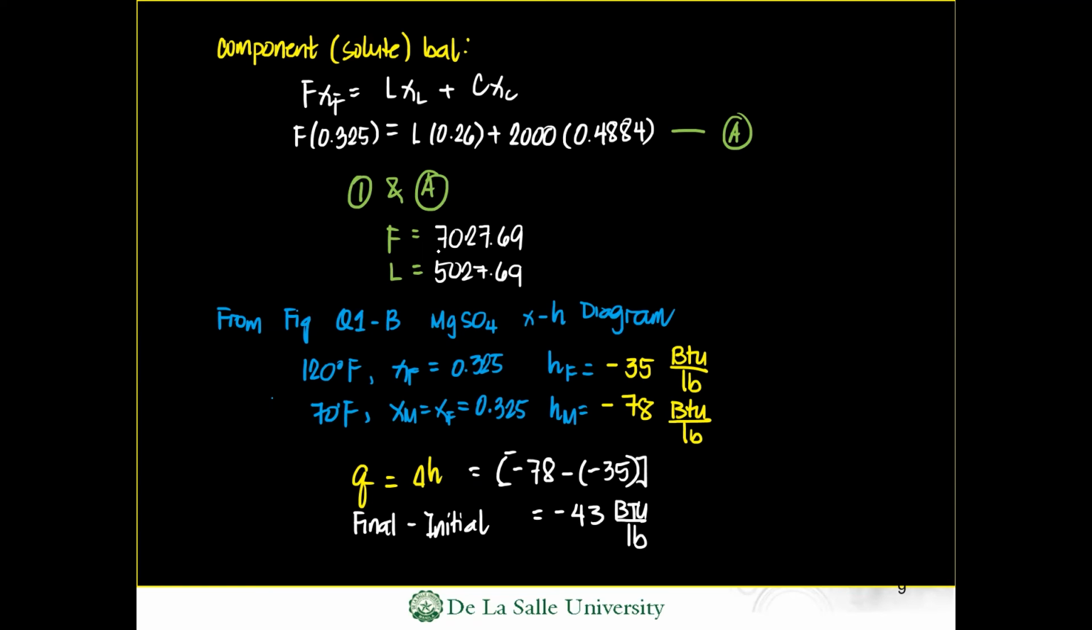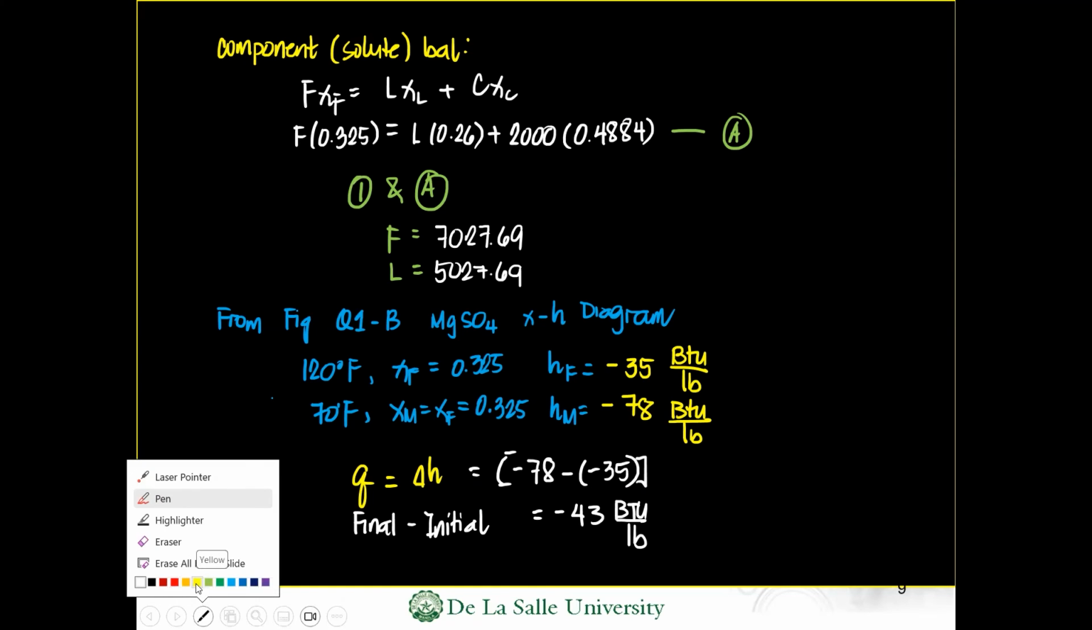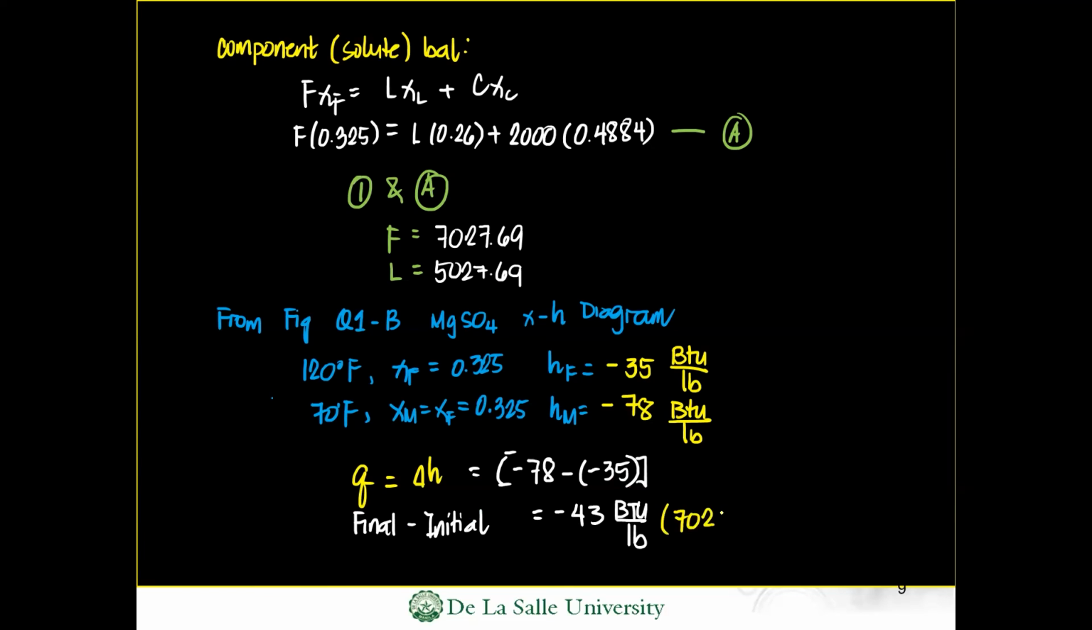However, you have to account for the amount of feed. Isn't the feed 7,027? So that means multiply this by 7,027.69 pounds for every ton of crystal. That's the feed. What will this be, guys? This is negative 302,191 BTU per ton of crystal. Or I can say that the heat is 302,191 BTU per ton of crystals. So this would be your final answer. All right.